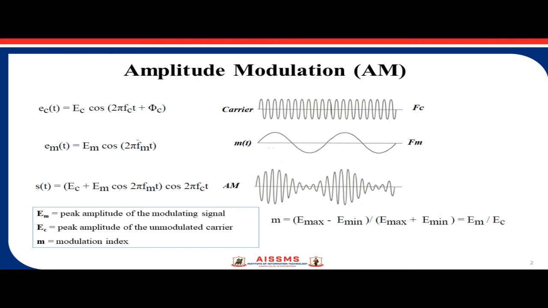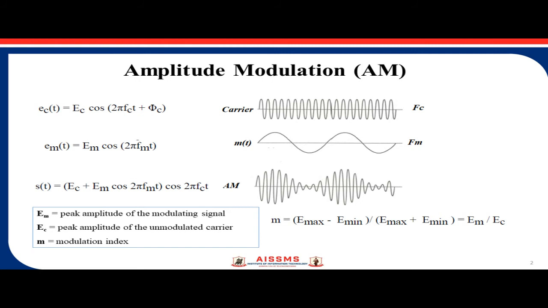EM is the peak amplitude of the modulating signal. EC is the peak amplitude of the unmodulated carrier. M is the modulation index. The modulation index M can be calculated by the given formula, Emax minus Emin divided by Emax plus Emin, or we can simply calculate it as EM by EC.